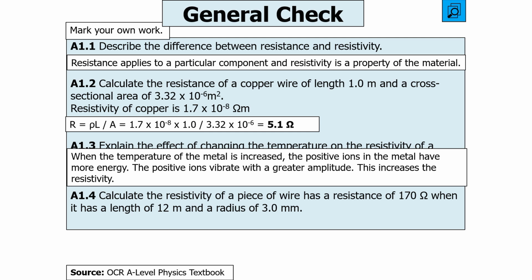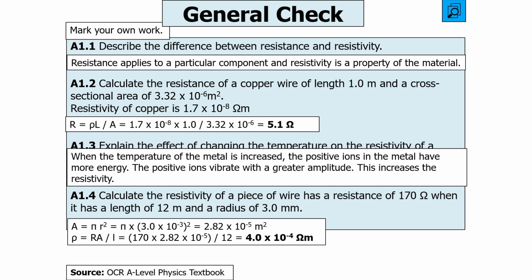Now in the last question, it's the same equation as before. We've rearranged it to make resistivity the subject, but this time we need to work out area. So you're given the radius, we assume that it's got a circular area, so it's pi r squared. We convert our millimeters into meters, and we pop in all the values and we get 4.0 times 10 to the minus 4 ohm meters.